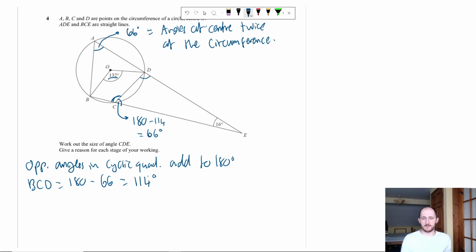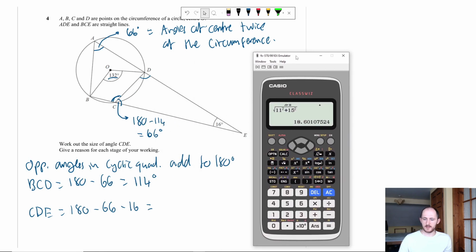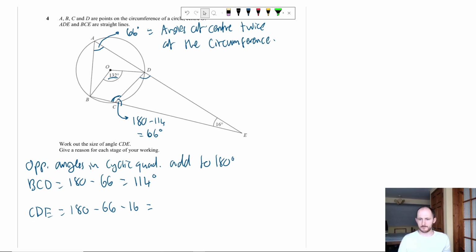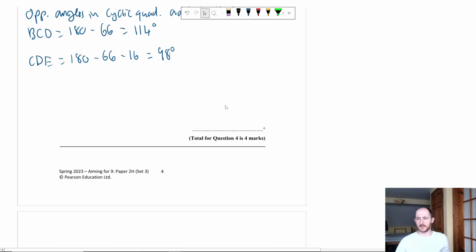So then the angle at D, so CDE, is just equal to 180 minus 66 minus 16, right? So that would be, you know what, let's just use a calculator. 180 minus 66 minus 16 gives me 98 degrees. And again, the reason for this stage over here is that angles on a straight line add up to 180. This stage here, angles in a triangle add up to 180. And that gives me 4 marks. Okay, we're making good progress.